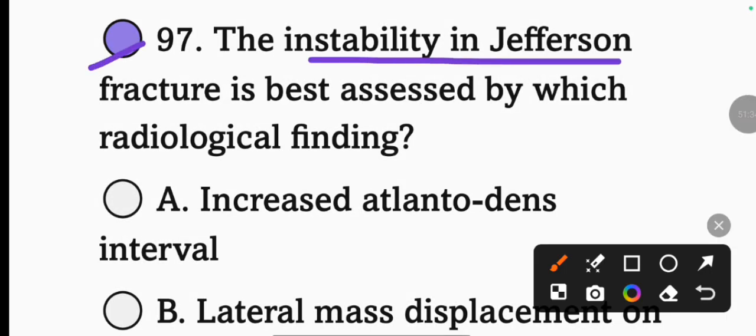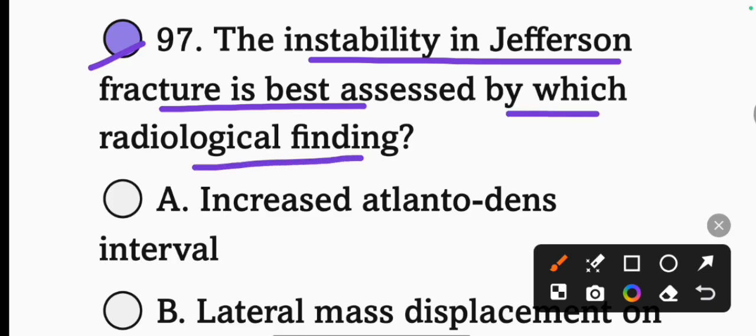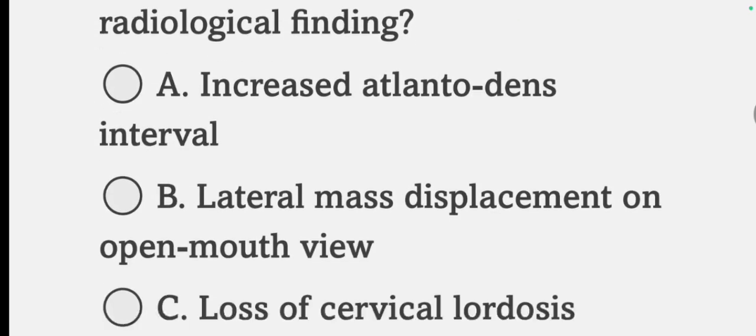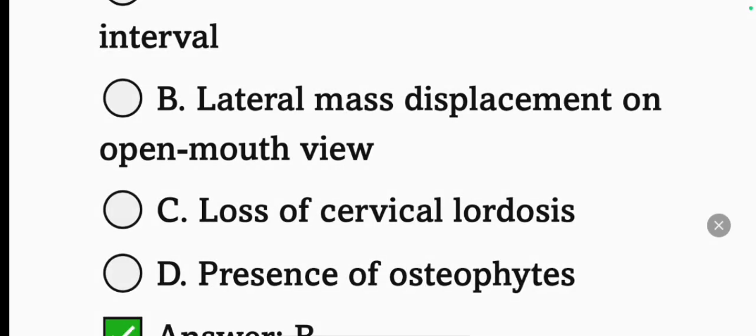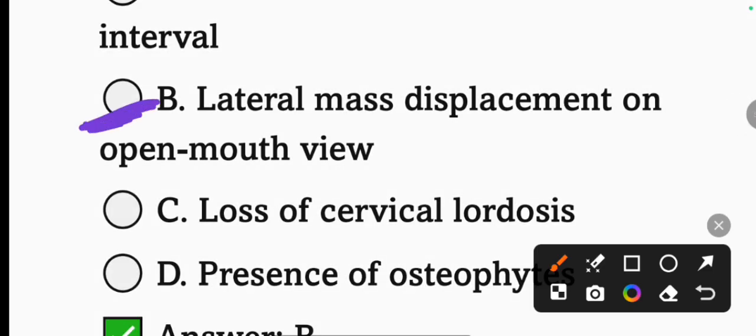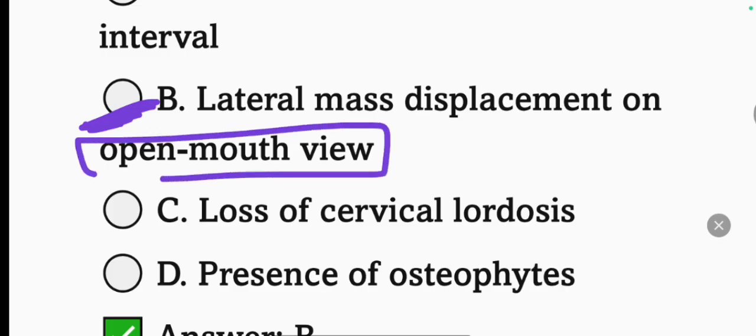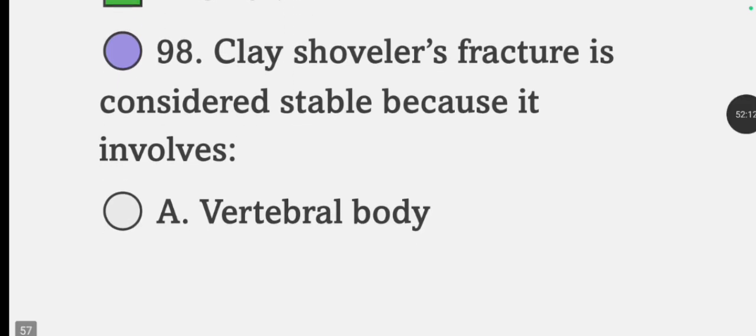Now come to question 97. Instability in a Jefferson fracture is best assessed by which radiological finding? Do you know, Jefferson fracture is seen in C1, a C1 burst fracture. So the X-ray finding for instability is lateral mass displacement, as seen on the open mouth view. So the correct option is lateral mass displacement on the open mouth view, option B. Instability in Jefferson fracture is seen radiologically on the open mouth view.